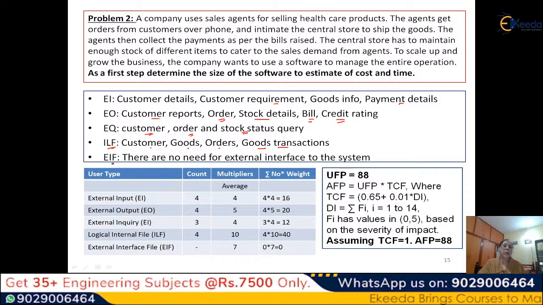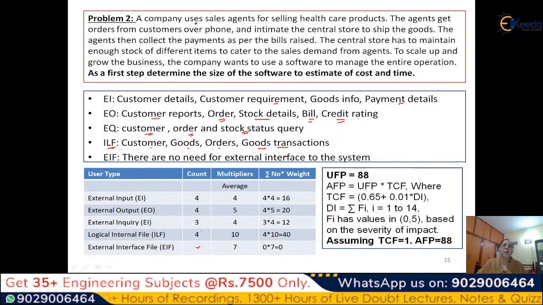Then we come to external interface files. Now, as you can see from this description, it is not interfacing with any external system. So we will not consider this. So we will say there is no external interface. So our count will be 4, 4, 3, 4 and 0 here.